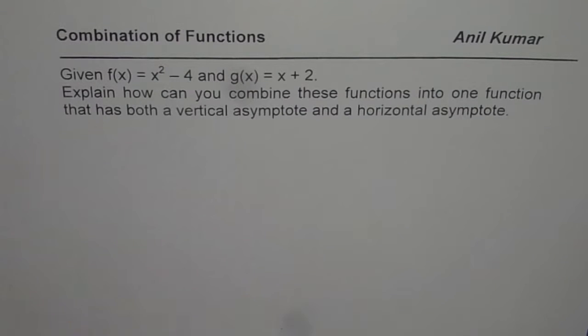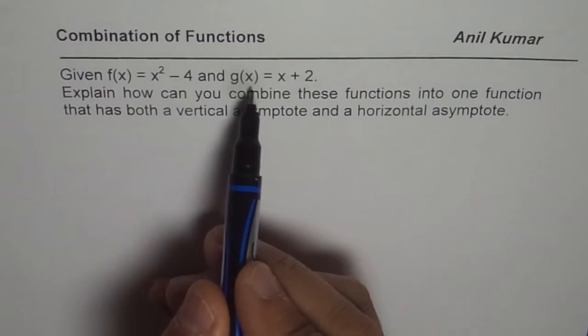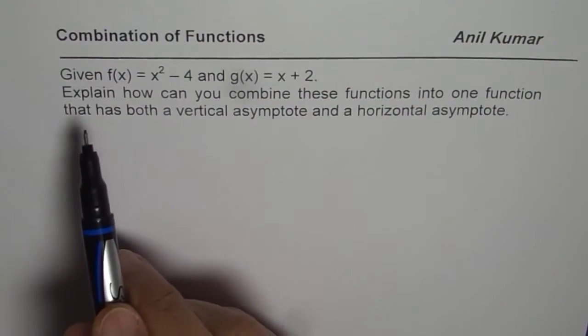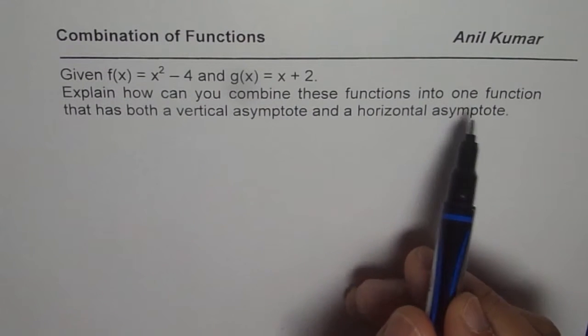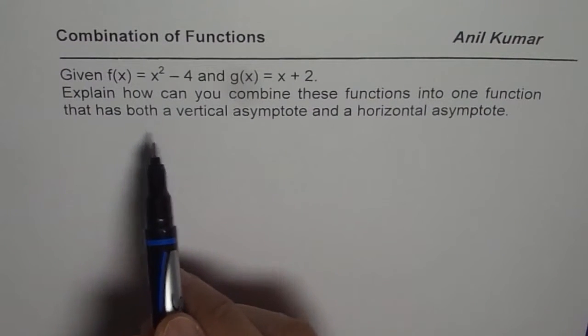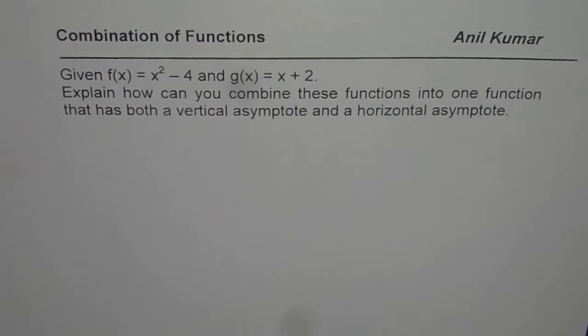The question is, given f of x equals x squared minus 4 and g of x equals x plus 2, explain how you can combine these functions into one function that has both a vertical asymptote and a horizontal asymptote. You can pause the video, answer the question, and then look into the suggestion.